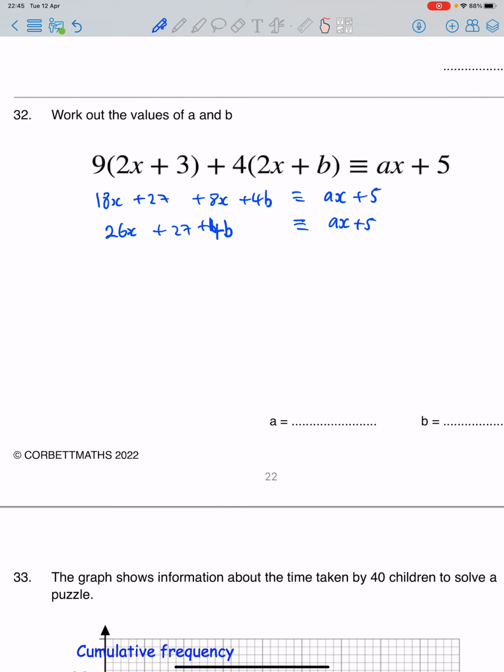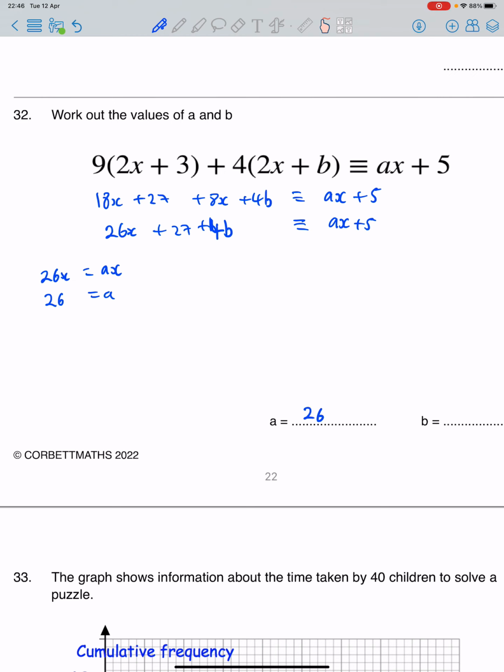Now, if these two expressions on the left-hand side and the right-hand side are identical to one another, that means that the x terms must be equivalent. So we can say that 26x is equal to ax. Now, the x's can cancel, so we just have 26 is equal to a. And that means that a is equal to 26.